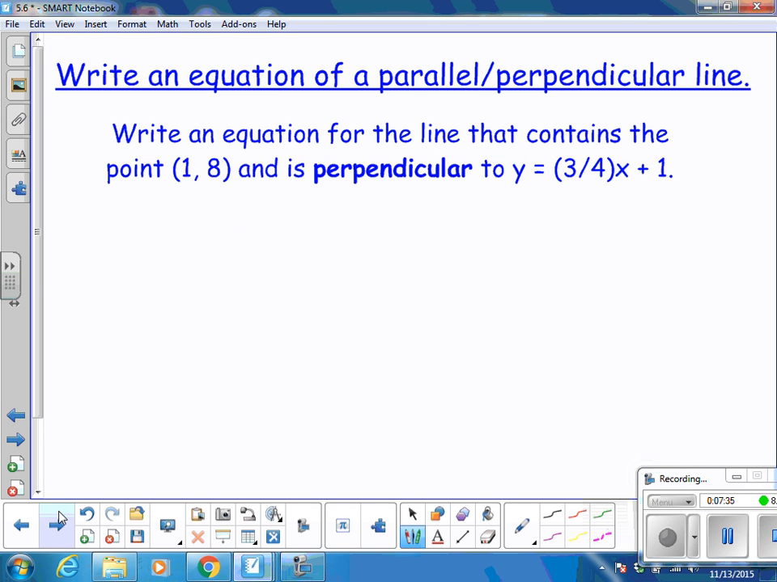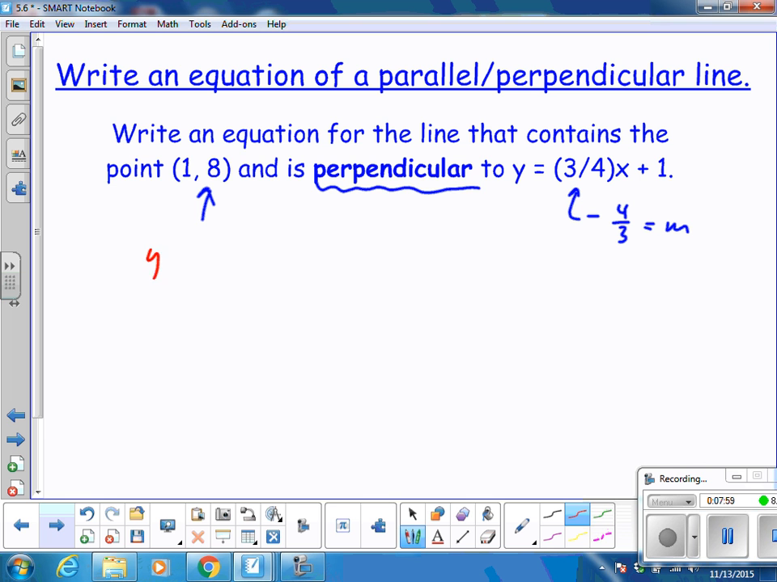Write an equation of a parallel or perpendicular line, okay? And we know this one is perpendicular, and I'm given a point. So if my slope is going to be perpendicular, it's going to be the reciprocal, so it's 4/3, and it's going to be the opposite. So I know what my slope is, and I know a point, so I'm thinking point slope form. What do you think? I'm feeling crazy.